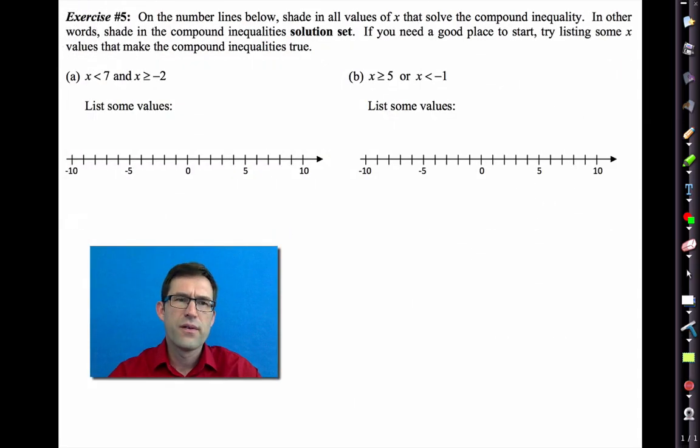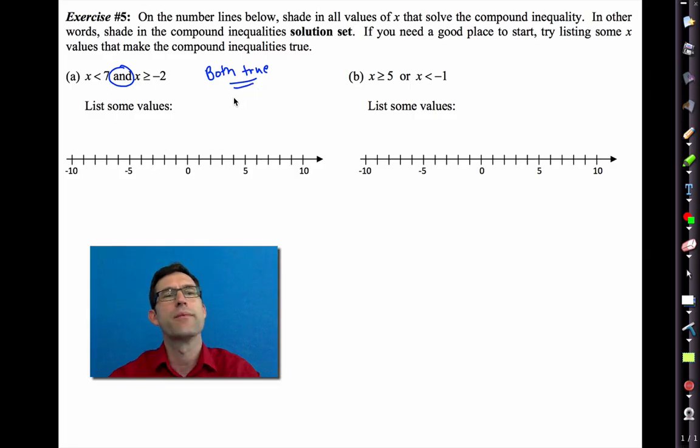Okay, final problem. On the number line below, we're going to shade in all values of x that solve the compound inequality. In other words, shade in the compound inequality's solution set. Right? We want to shade all the values of x that make it true. If you need a good place to start, try listing some values of x that make the compound inequalities true. All right, well, let's take a look at this. Here we've got an and. So I need some values of x that make both true.